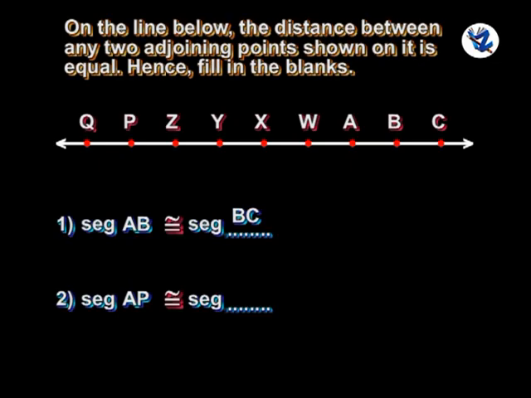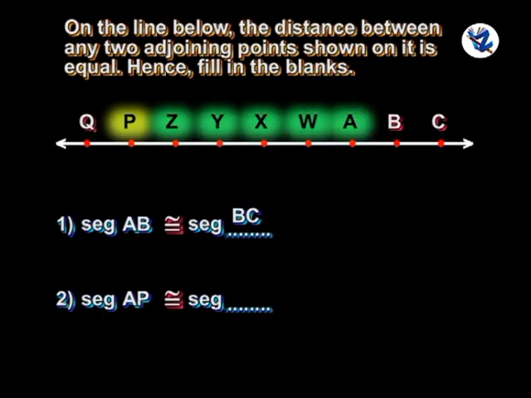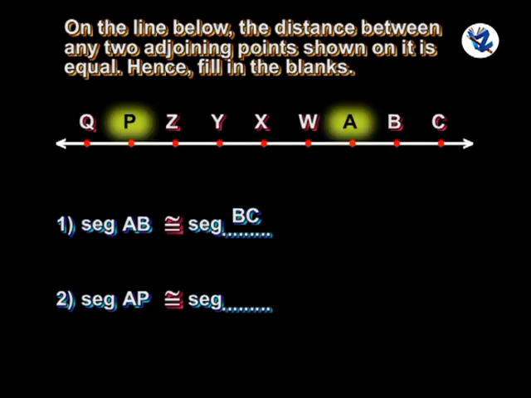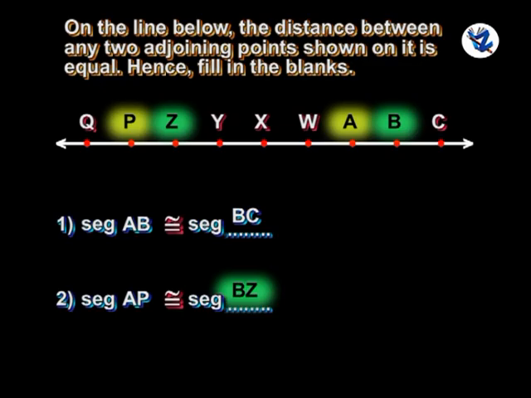Seg AP congruent seg dot dot. If you look at seg AP from A to P, the total letters are 1, 2, 3, 4, 5, 6. So find out any line segment with continuous 6 letters. So seg AP congruent seg ZB.